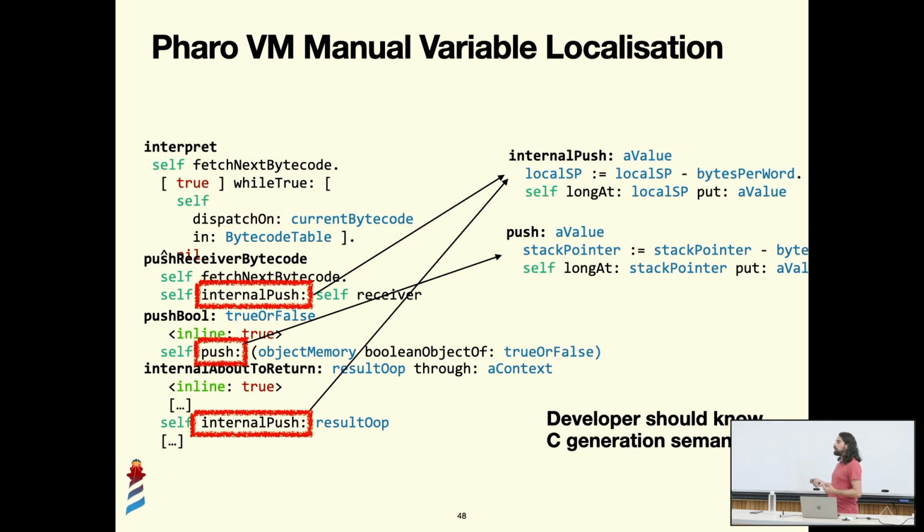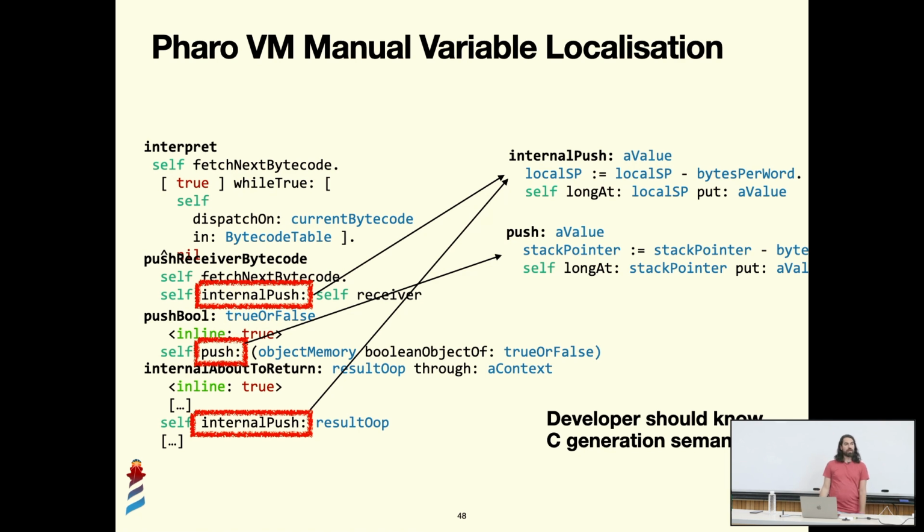Now, that variable was duplicated by hand, and that means that for all the code that had to go through the stack pointer, we needed 2 versions of each function or method that uses the stack pointer. For example, here we have internal push and push. One uses the local stack pointer, another one uses the stack pointer. This was duplicated code. And the other thing is that the VM developer should every time know how this was going to be generated in C code to know which version he or she should use.